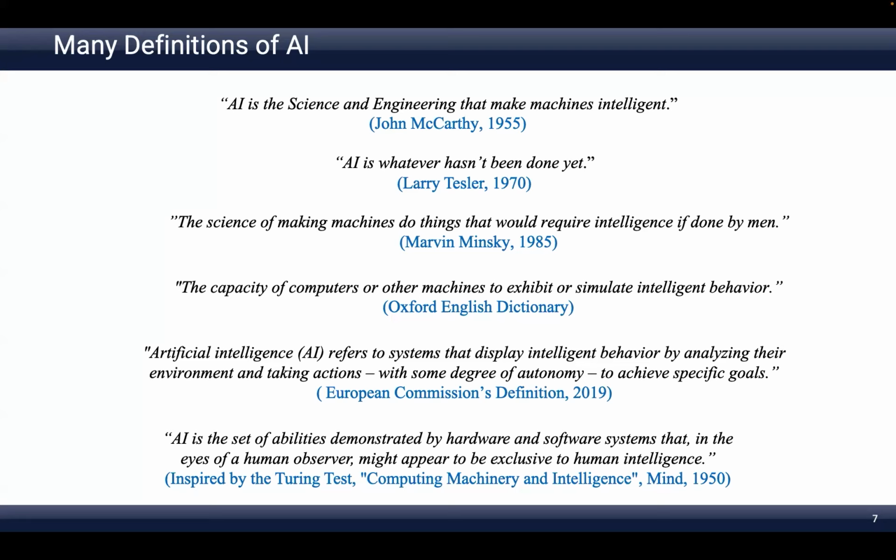Now, if you look at the Oxford Dictionary, it is the capacity of computers or other machines to exhibit or simulate intelligent behavior. And the European Commission in 2019 stated that artificial intelligence refers to systems that display intelligent behavior by analyzing their environment and taking actions with some degree of autonomy to achieve specific goals. And I think this is good. You really have to say that this is driven by a goal.